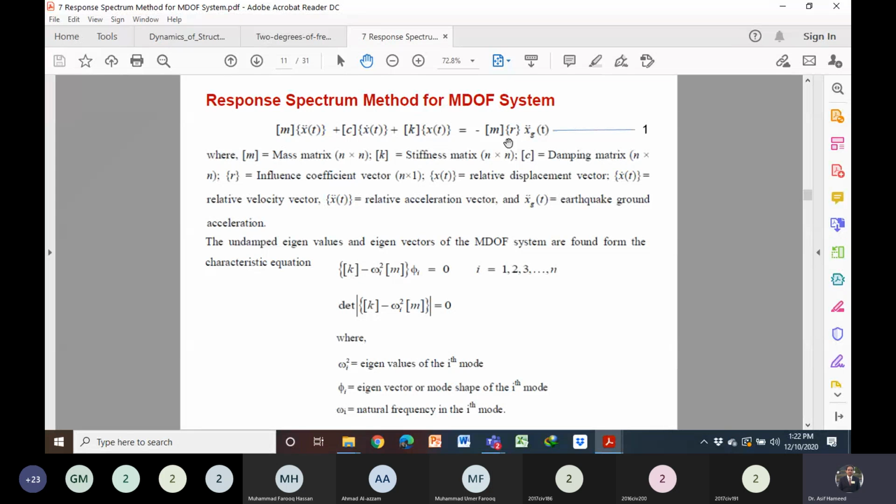And because of some force, if the mass will not resist, we will not have the inertial force, the influence coefficient vector will be equal to 1. We will be equal to 0. We will discuss this later anyhow.